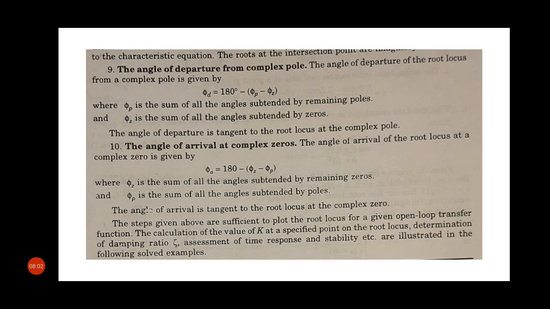The steps which I have discussed are sufficient to plot the root locus for a given open loop transfer function. The calculation of the value of k at a specified point on the root locus, determination of damping ratio zeta, assessment of time response and stability, etc. are illustrated in the solved example, which I will discuss in the next lecture.